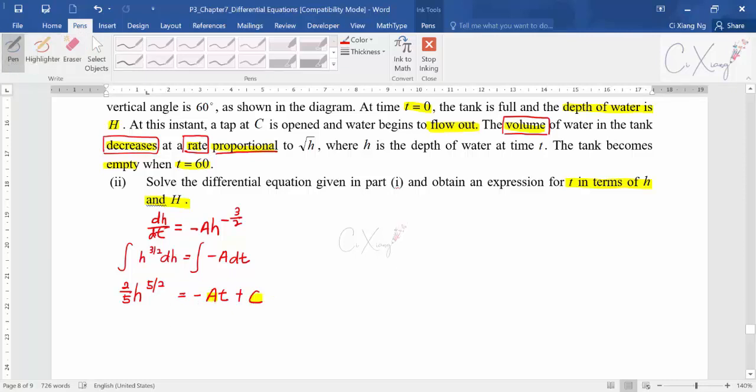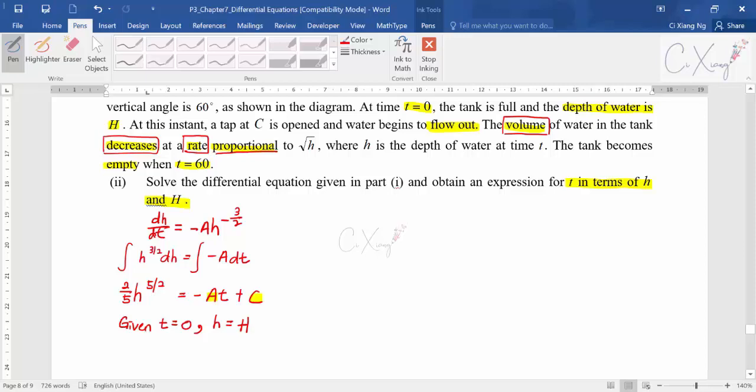Okay, so first information: when your t is equal to 0, what is the height? So the height is capital letter H. As I mentioned, capital letter H should be a number, just that they didn't reveal it to you or let you know it. Alright, so h is equal to capital letter H. So you substitute it inside.